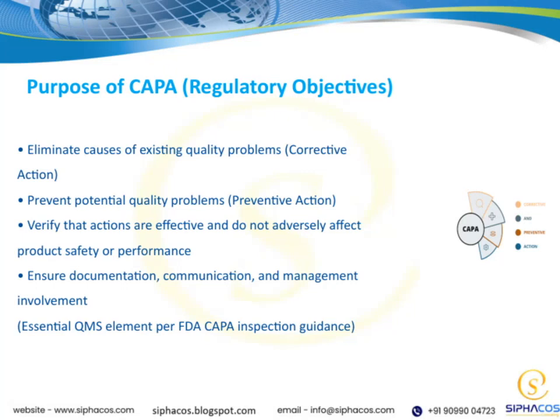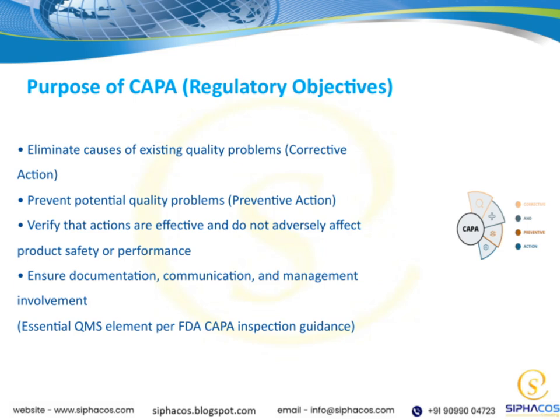Let's take a closer look at the purpose of CAPA, which aligns closely with regulatory objectives. First, it's about eliminating the causes of existing quality problems, which we refer to as corrective action. This step is crucial because it helps us address issues directly at their source and prevent recurrence. Second, CAPA also aims to prevent potential quality problems through preventive action.